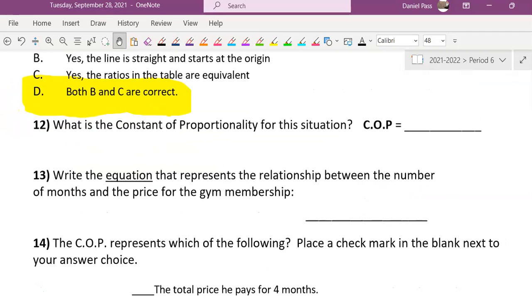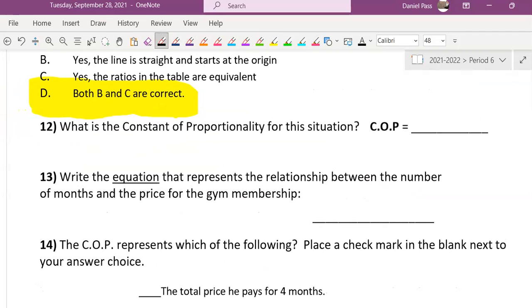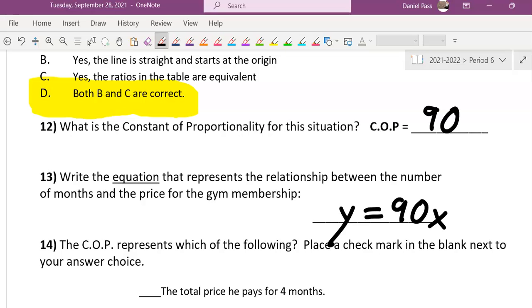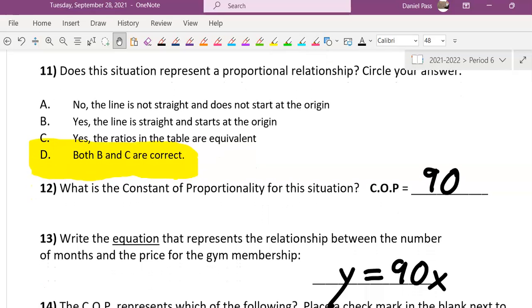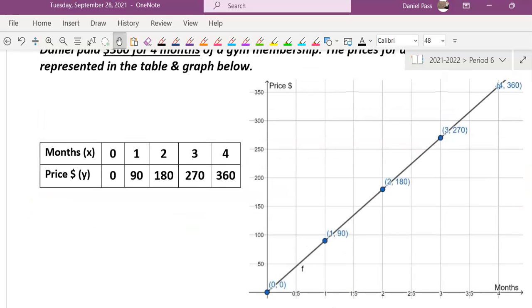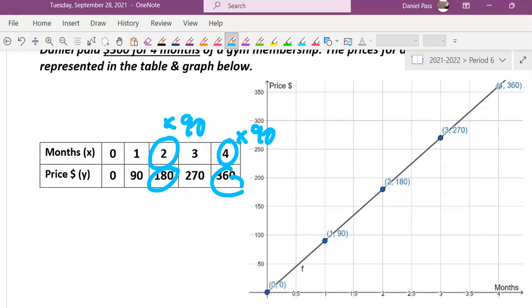Okay, so lettuce. What is the constant of proportionality in this problem? I got 90 for the constant of proportionality. That's correct, 90. Write the equation that represents it. I got y equals 90x because x is the amount of months he went to the gym. So you multiply the months by the unit rate, which is 90. Right. If you look at this table, we're taking each x and multiplying it times 90, and we get our y. That's why this equation works. 4 times 90 equals 360, which is our y.